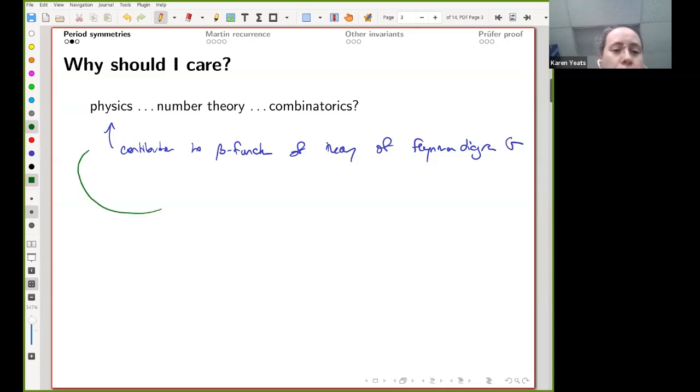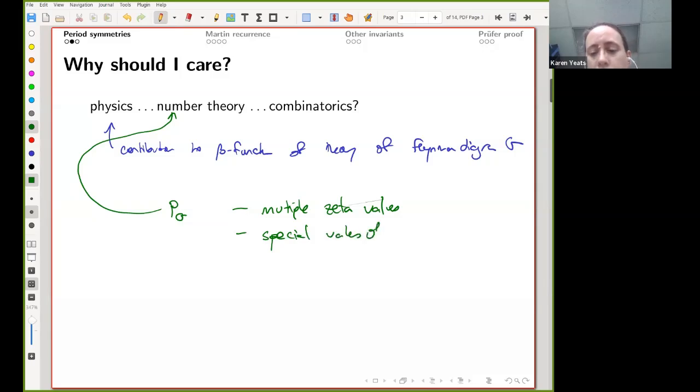It's interesting from the point of view of number theory because interesting numbers show up. So P_G, for small graphs, you get multiple zeta values. Then you get other things. You get special values of L functions of modular forms. Special values of L functions of modular forms. And you get other things that we don't even know what they are. So you get some really nice numbers out if you're that kind of a number theorist.